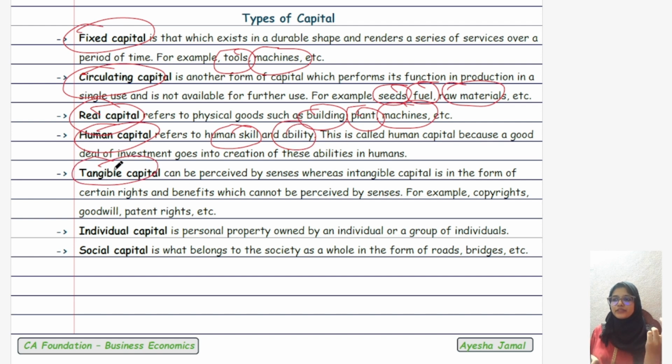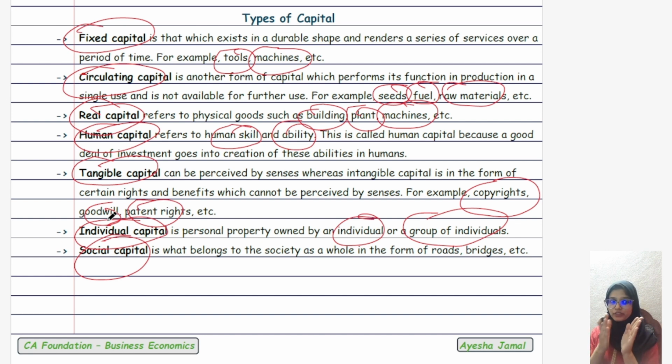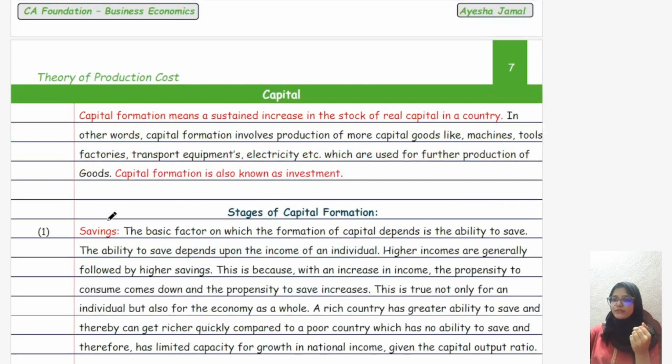Tangible capital is the capital which you can touch physically. And we also have intangible capital like copyrights, goodwill, patent rights. Then we have individual capital, a personal property owned by an individual or group of individuals. Then we have social capital, which belongs to society as a whole. Like a road, it does not belong to one person, it is used by many people. That is social capital. So these are the various types of capital.